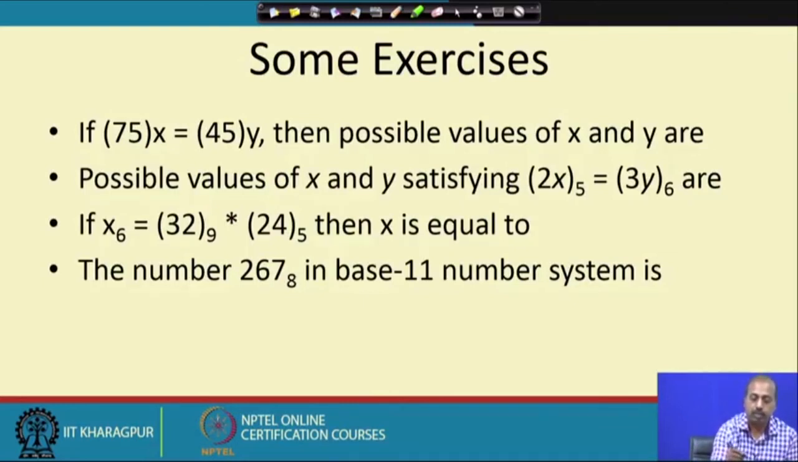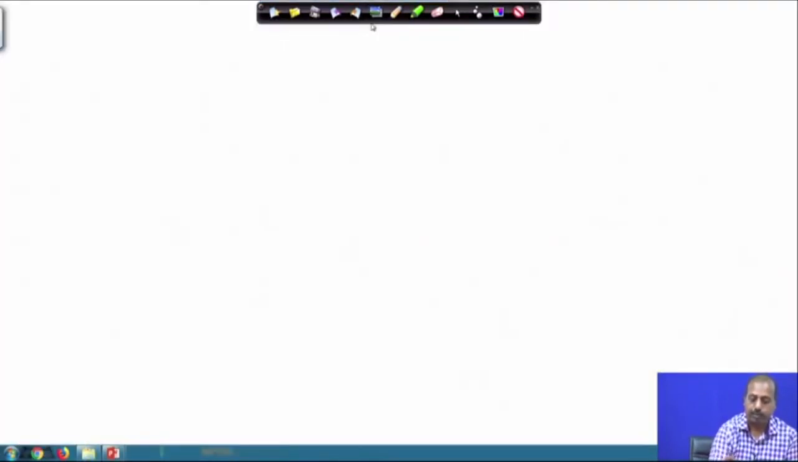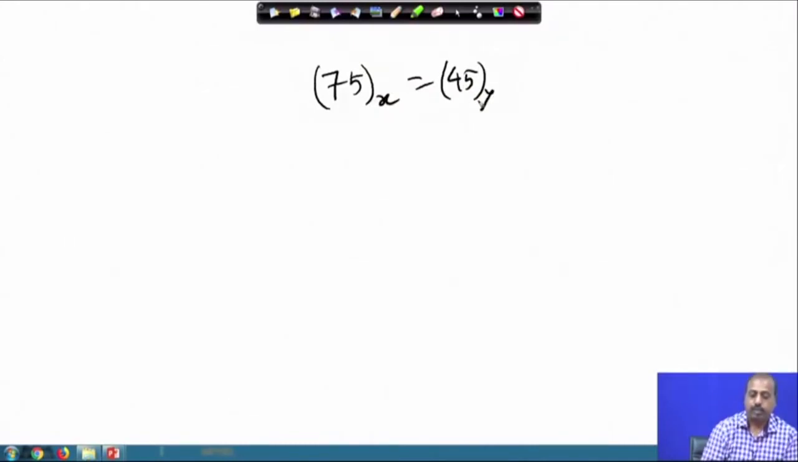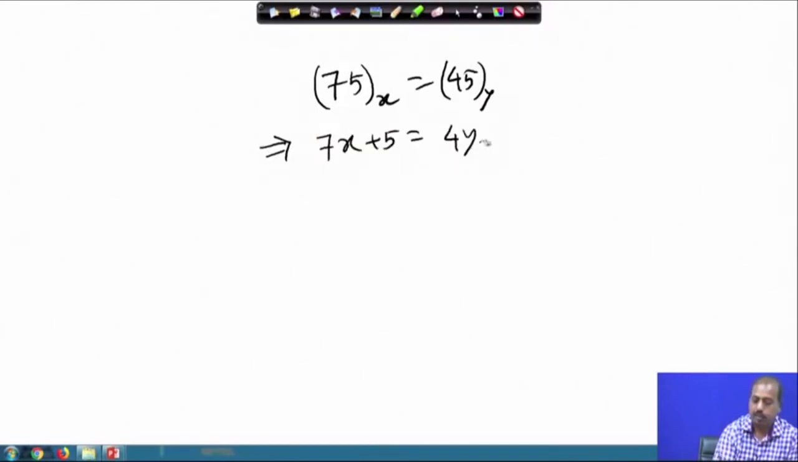If we want to do this, let us take this one: 75 to the base x equals 45 to the base y, where 7 and 5 are the digits of that number system, and their numeric values are taken to be equal to decimal 7 and decimal 5. If I just convert it, it becomes 7x plus 5 equals 4y plus 5. So, that gives me the condition that 7x equals 4y.